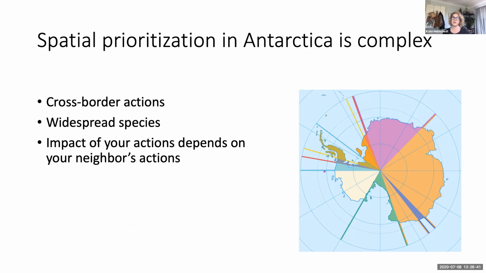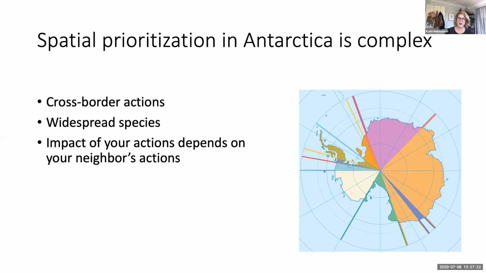And spatial prioritization in Antarctica is complex and is going to continue to be really complex because we have this kind of difficult landscape that we're looking at down here, decision-making wise. We might have things like cross-border actions. Just because we've divided Antarctica up into these wedges doesn't mean that's how the ecology or the environment thinks of Antarctica. So we may need to do things across borders. We may have widespread species for which conserving them on one of these management wedges in Antarctica isn't going to be enough or have enough impact to really change the outcomes for these widespread species.